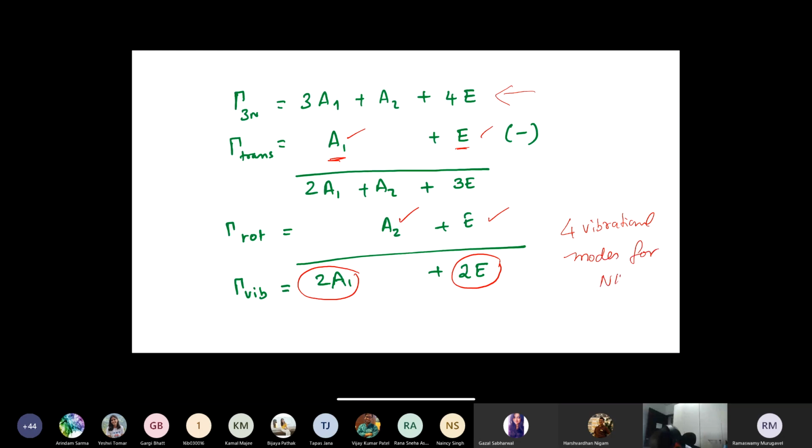For ammonia. Okay. What are they? That's where you get stuck when you do this method.